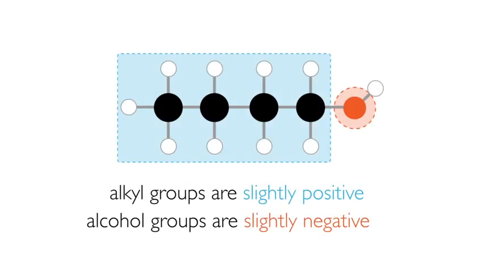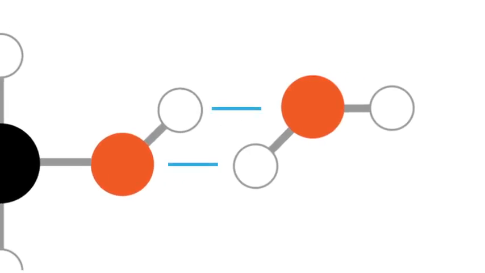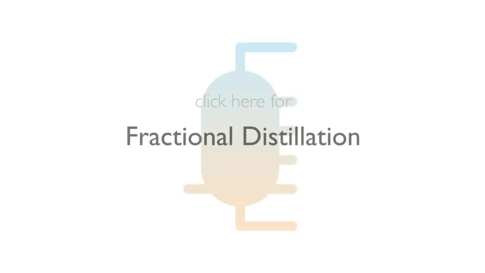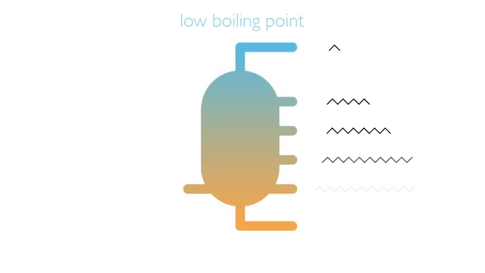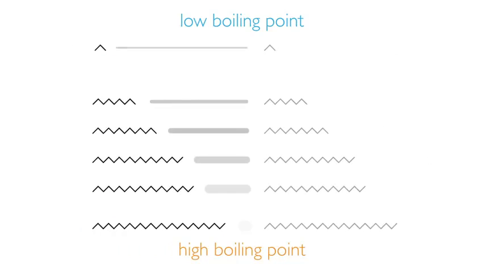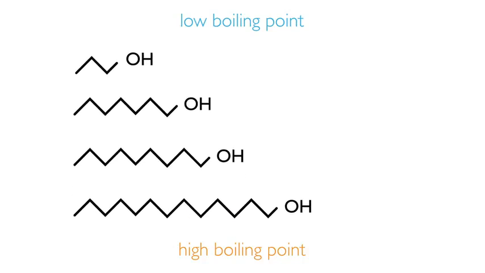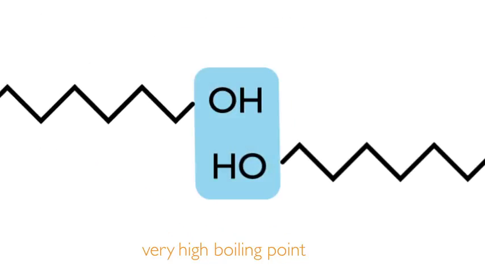The OH group generally makes alcohols polar molecules. The hydroxyl group also gives rise to hydrogen bonding. In our video on fractional distillation, we discussed how increasing chain length increased the boiling point due to increased intermolecular forces. The alcohols follow this same trend, but their boiling point is even higher than their comparable alkanes, and this is due to the hydrogen bonding.